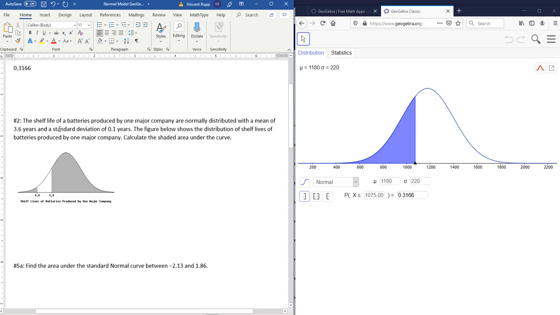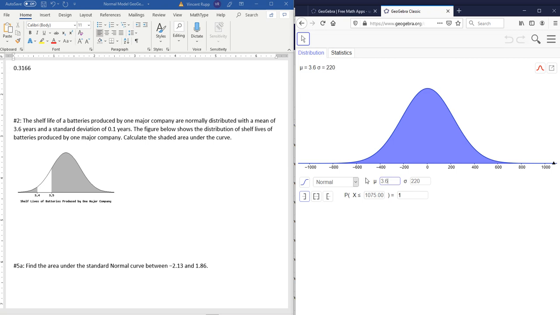Number 2, the shelf life of batteries produced by one major company, and so on. Basically, you look at the picture and calculate the shaded area under the curve. The shaded area is everything not from 3.4 to 3.5. Here's the relevant information. The mean is 3.6. The standard deviation is 0.1. So type those in over here. Again, that's mu, like the Pokemon Mew, or the sound a cat makes, and that is sigma, lowercase sigma.